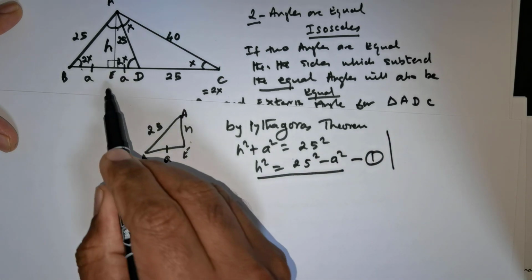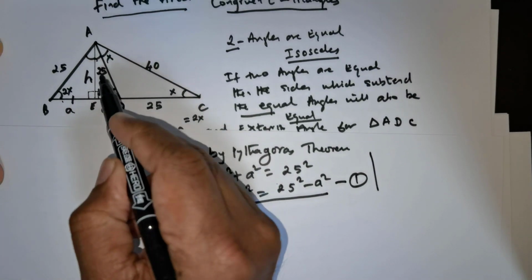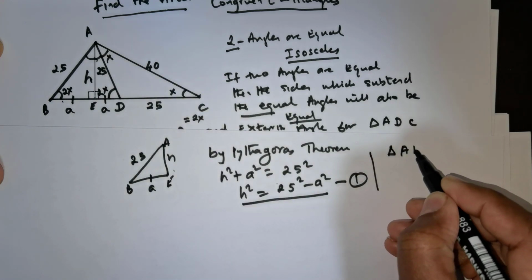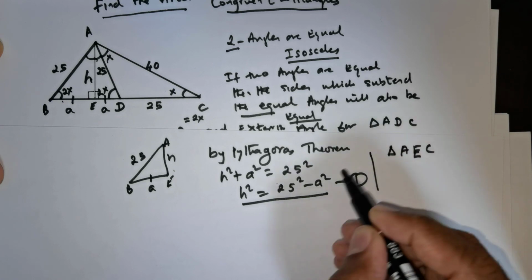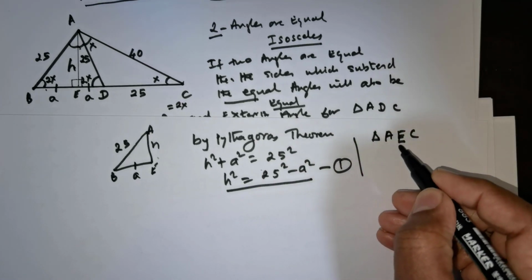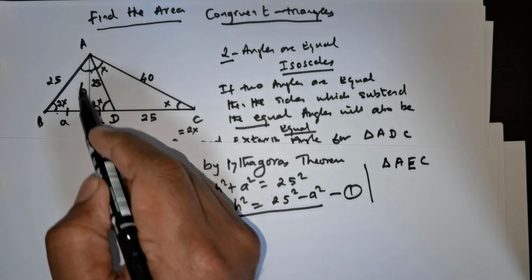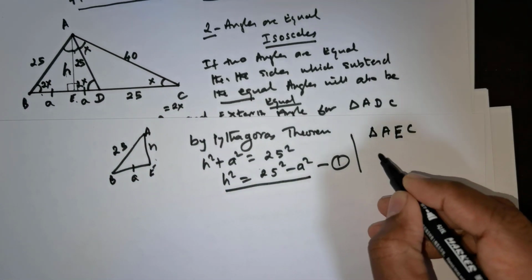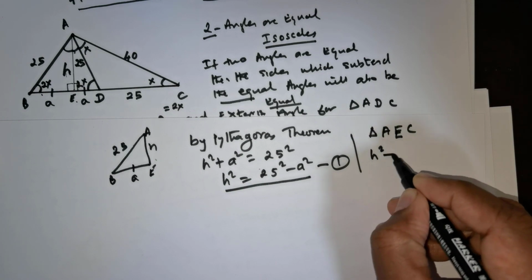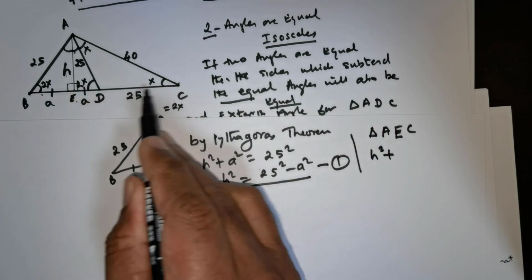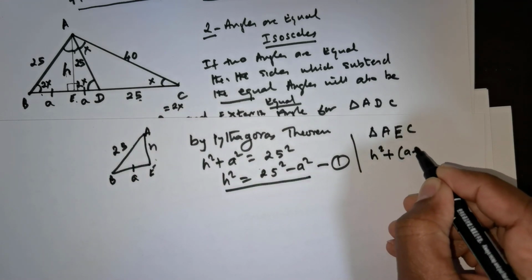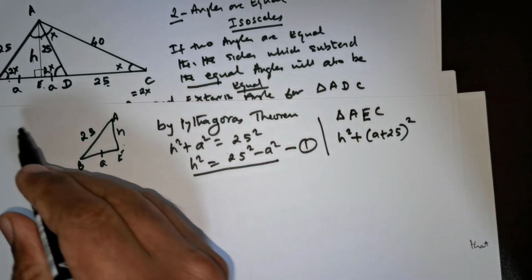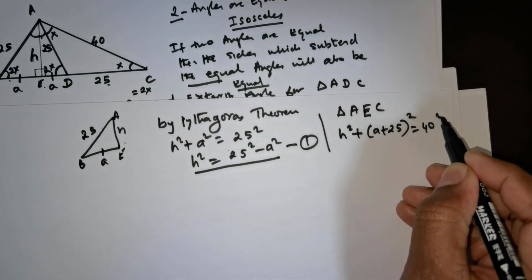Also, I would like to consider the other half, triangle AEC. So this is what I am considering, AEC. So if you consider this triangle, what can you state? You can have H squared plus this base, which is A plus 25. So (A plus 25) raised to the power of 2 is equal to 40 squared, right?